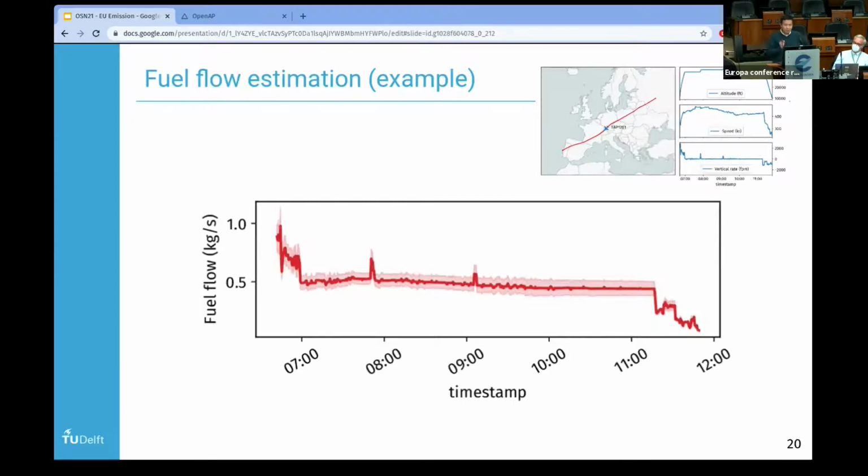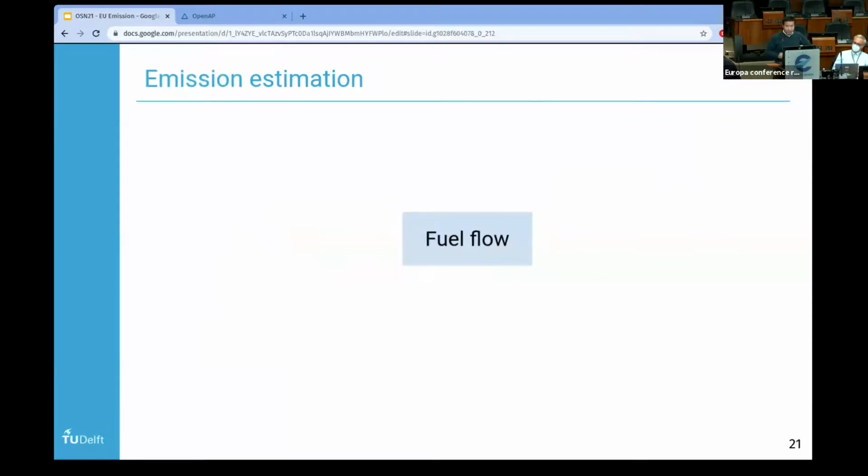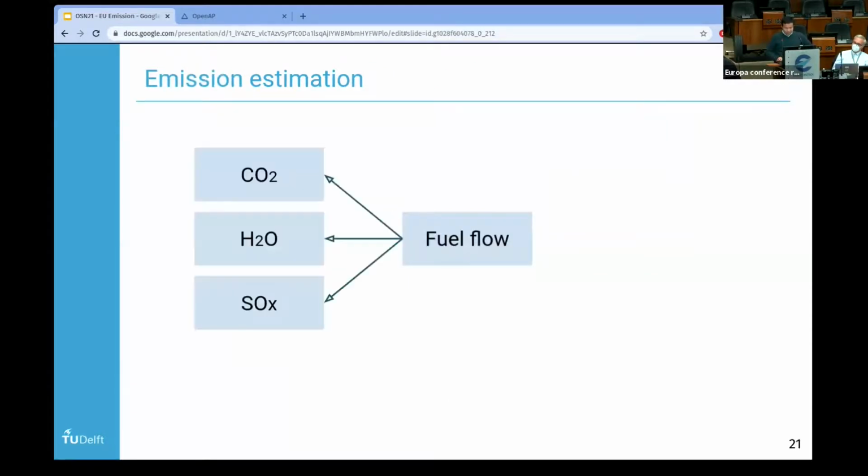I want to pay special attention to this because it is one of the key uncertainties in this type of estimation. And now we have the fuel flow of each individual flight.